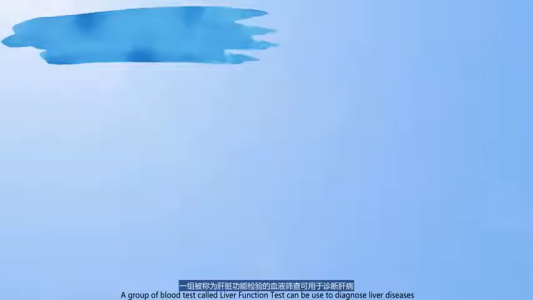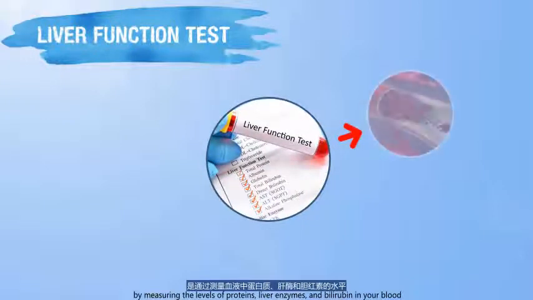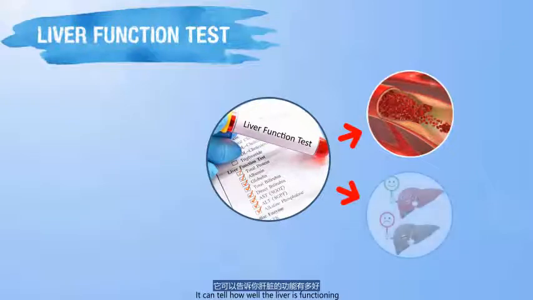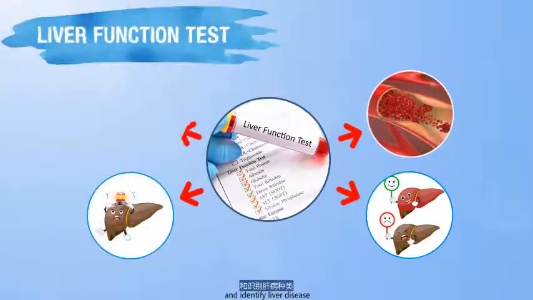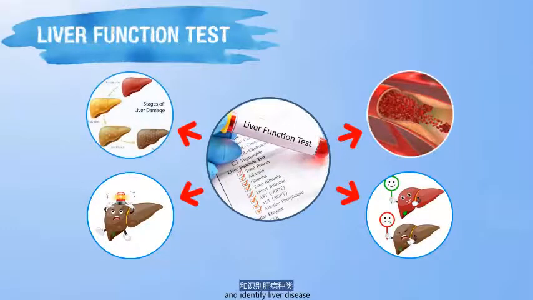A group of blood tests called liver function tests can be used to diagnose liver disease, by measuring the levels of proteins, liver enzymes, and bilirubin in the blood. It can tell how well the liver is functioning, how severe the liver problems are, and identify liver disease. The liver function test generally includes the following tests.